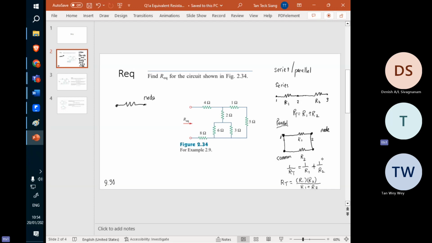That means this configuration is called a parallel. Can you see the difference? So for parallel, you need to use this formula. The reciprocal value: 1 over RT is equal to 1 over R1 plus 1 over R2. Or the simple way is you take the product of R1 and R2, and you divide it by R1 plus R2. Okay, you can do that.